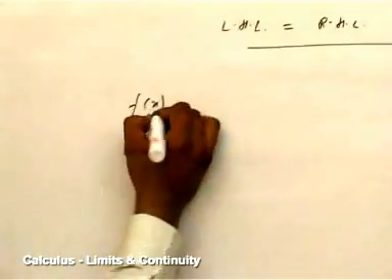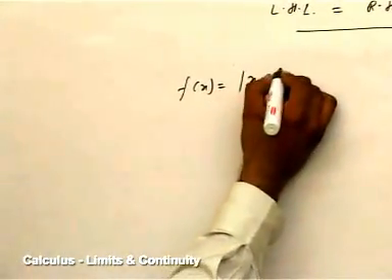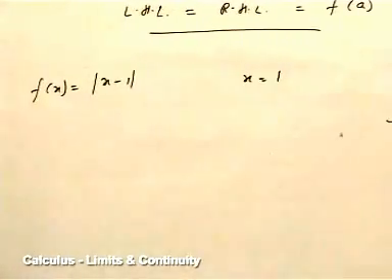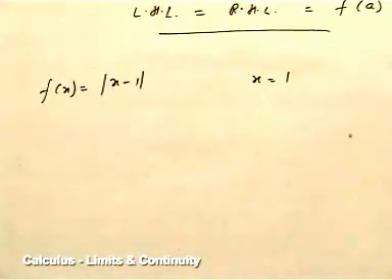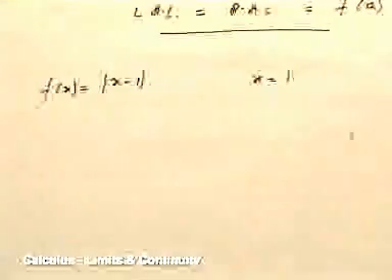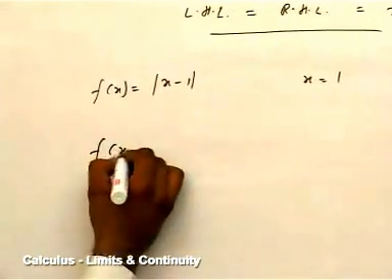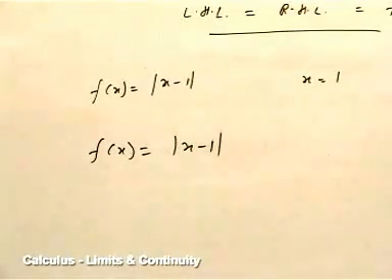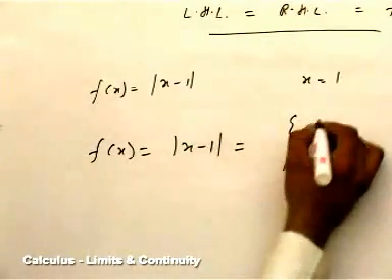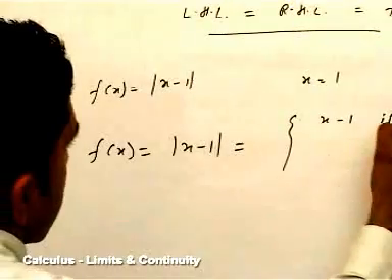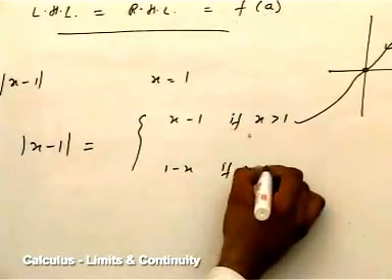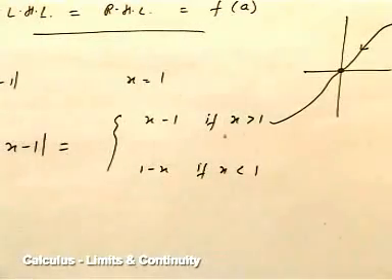Let us consider f(x) equals to modulus of x minus 1. We consider its continuity at x equals to 1. Let us consider the continuity of this function at x equals to 1. As you people might be knowing that the modulus function has its values as x minus 1 if x is greater than 1, 1 minus x if x is less than 1.